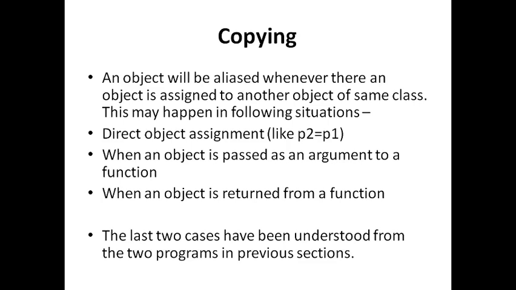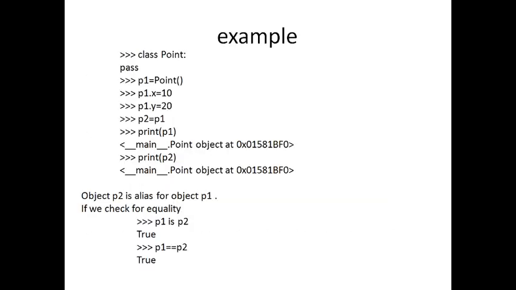So in these three cases, direct assignment, passing to the function and returning from the function, the last two cases have been understood from the previous programs, the point program, rectangle program, fridge program, card program, many programs we have seen. In those we have returned objects from a function, so we understood that. So we have to understand what the first case is here.